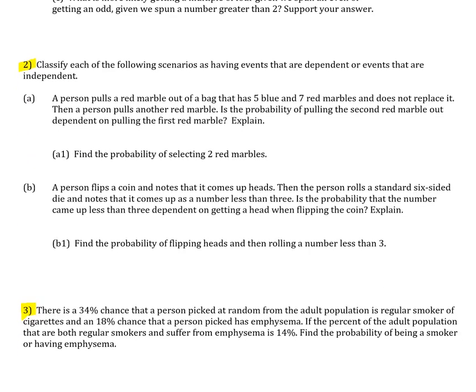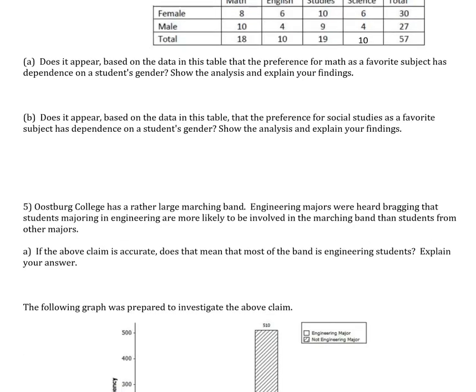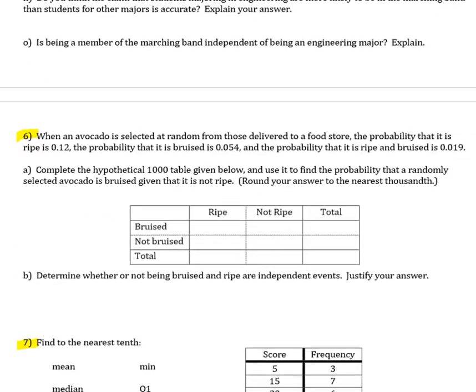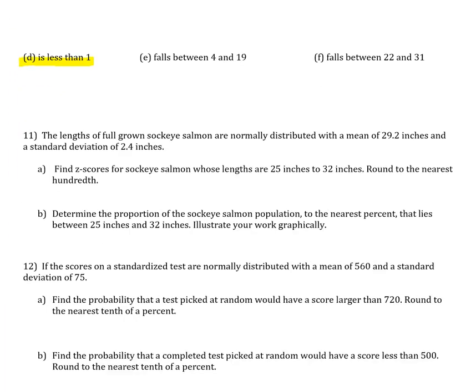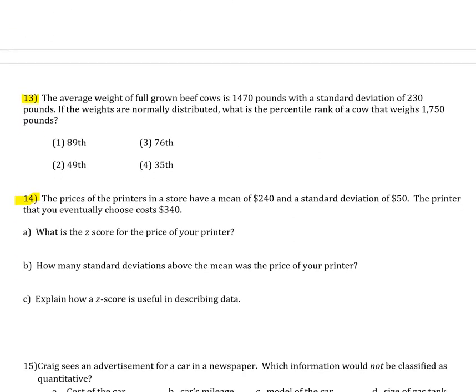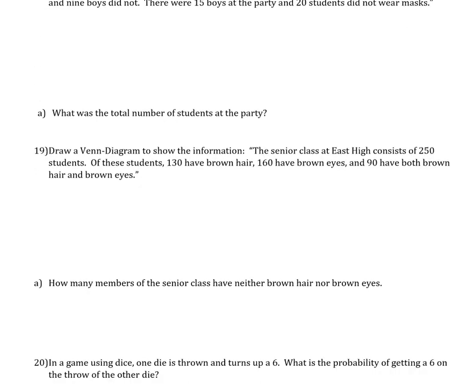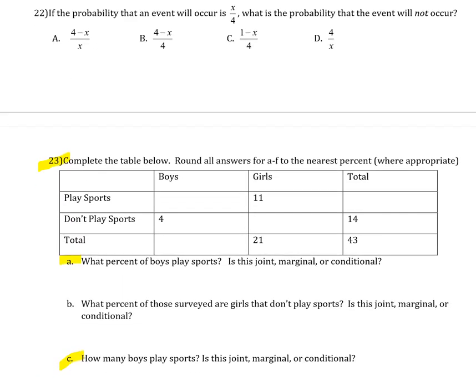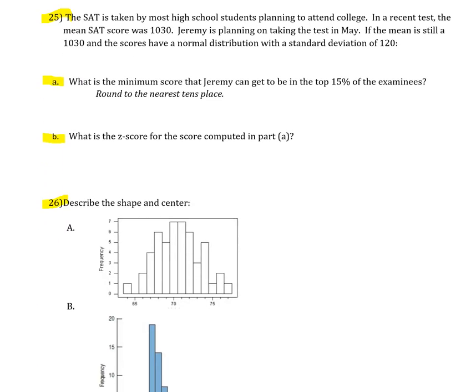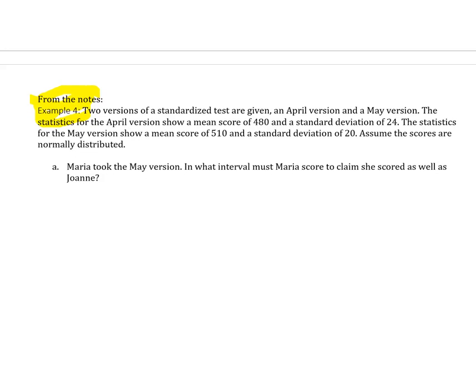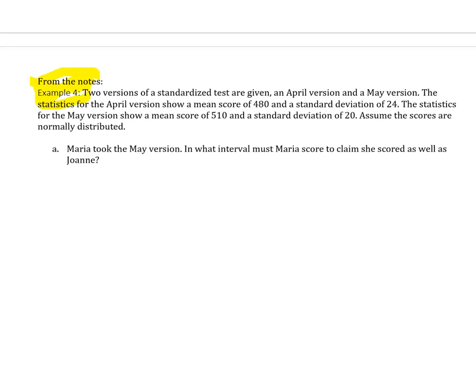Now I'll just show you which ones I'll go through. 2, 3, 6, 7, 10, 13, 14, 23, just a few parts of it, 24, 25, 26, and then I actually pulled a question from the notes that I think would be beneficial to go through again, where we look at using z-scores to help us match scores on other tests.